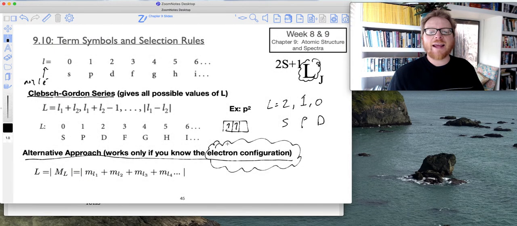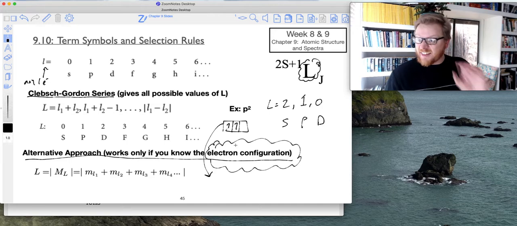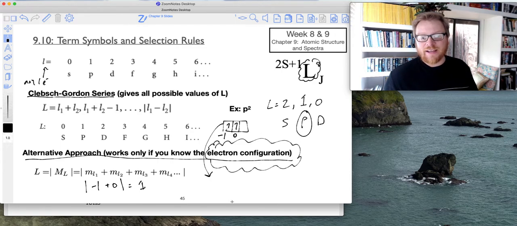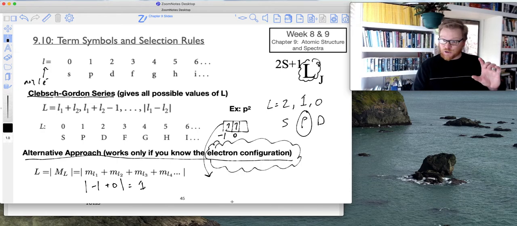So now if I go back here for a second, and I suppose that this is in fact my P2 electron configuration, that I know that that's what it is. So we know now that those ML values are -1 and 0. And if I were to sum up those ML values, I'm going to have the absolute value of -1 plus 0 to give me 1. And if L equals 1, then I know it has to be a capital P term.